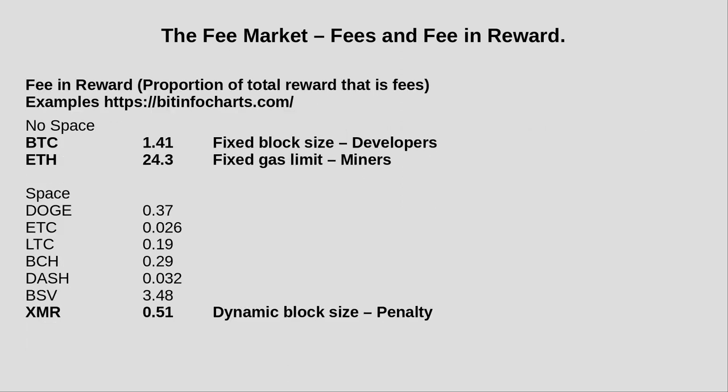Okay, here's the fee and reward for a bunch of currencies. Cryptocurrencies are very interesting, and I've got a bunch of them. So Bitcoin has a fixed block size, put in place by developers. Right now it is about 1.41%. It's been significantly higher, but that's roughly what it is. Ethereum, if you think of gas as block size, and I know it's very simplistic, essentially the gas limit is equivalent to the block size limit. So that caps how much gas you can burn and effectively caps the number of transactions.